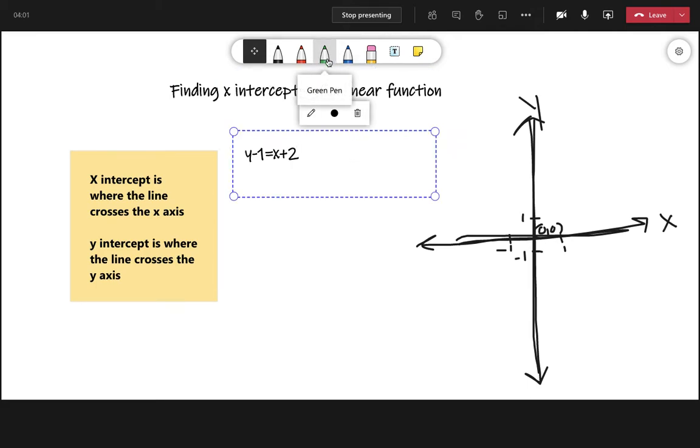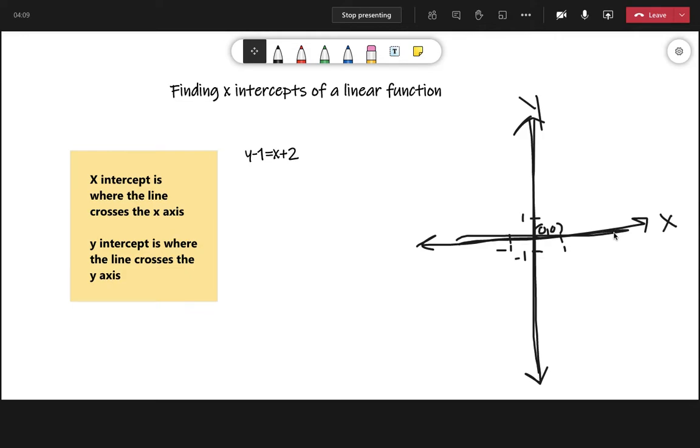To find the x-intercept, it has to cross the x-axis. If it crosses the x-axis, our y value is 0, because on the x-axis, y is 0. So we're going to plug in 0 for our y. And then all we have to do is solve for our x value. Now we will write these as points because they are points.